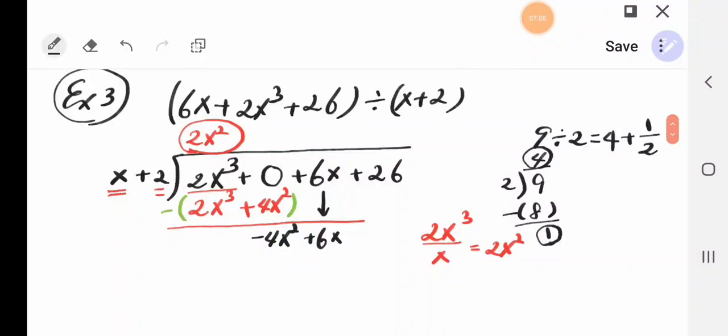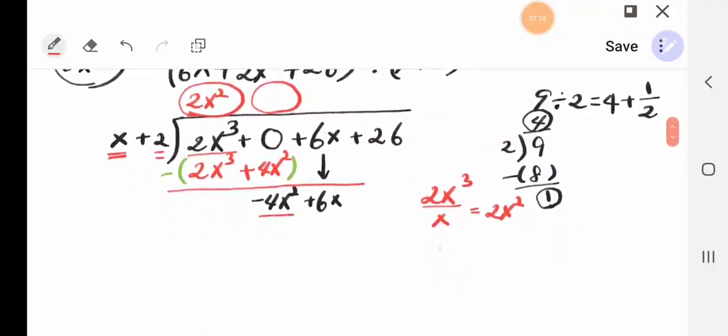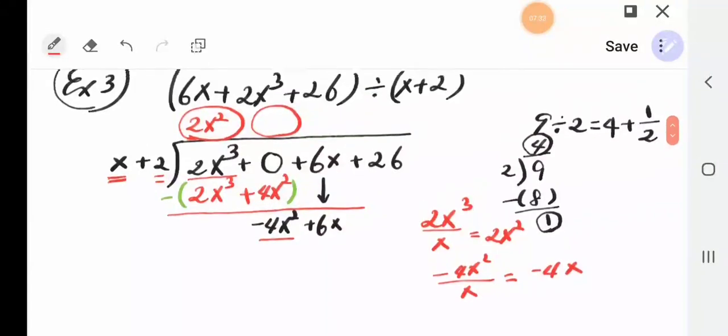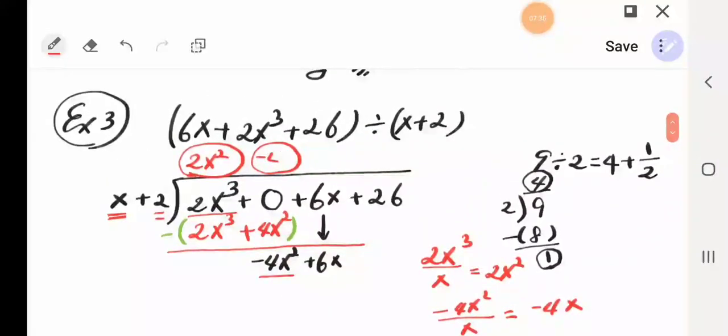Next one down. Since the divisor has two terms, we must have two terms. Okay, now let's repeat the same thing. We want to add something over here, so the product of x and this something should be minus 4x squared. So minus 4x squared divided by x will be the quotient, which is negative 4x. So negative 4x goes over here, to the quotient.